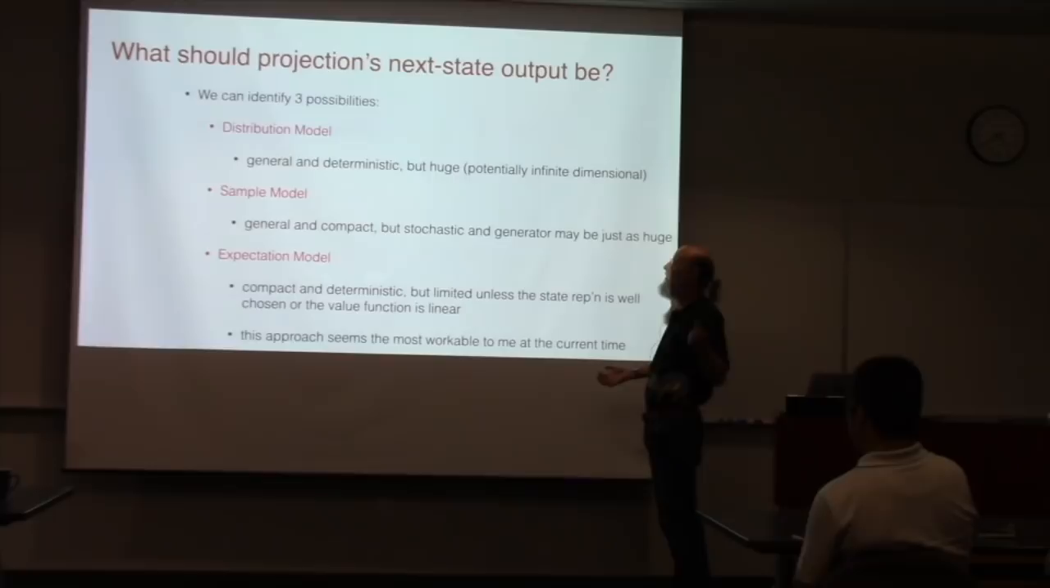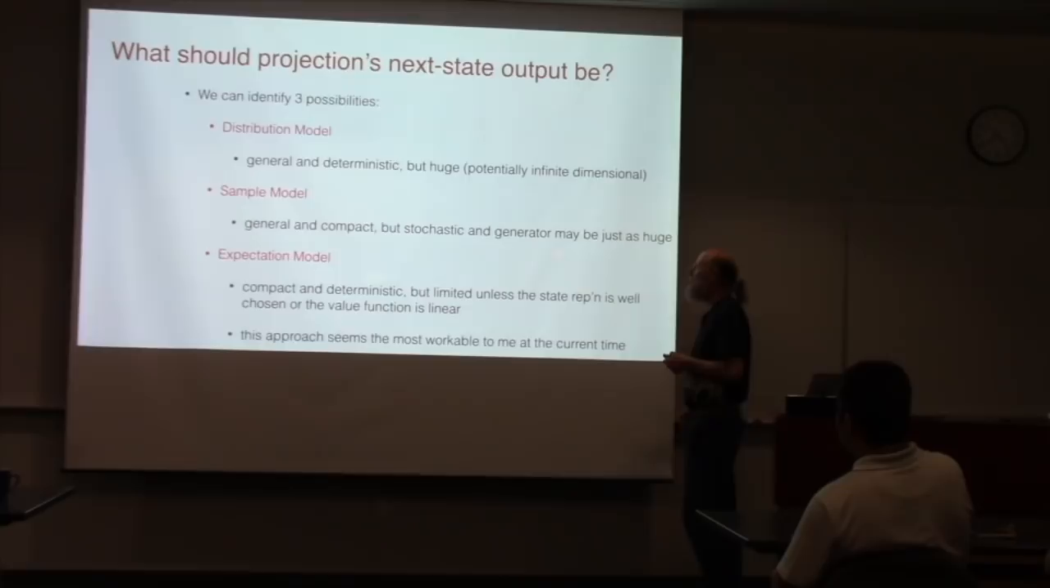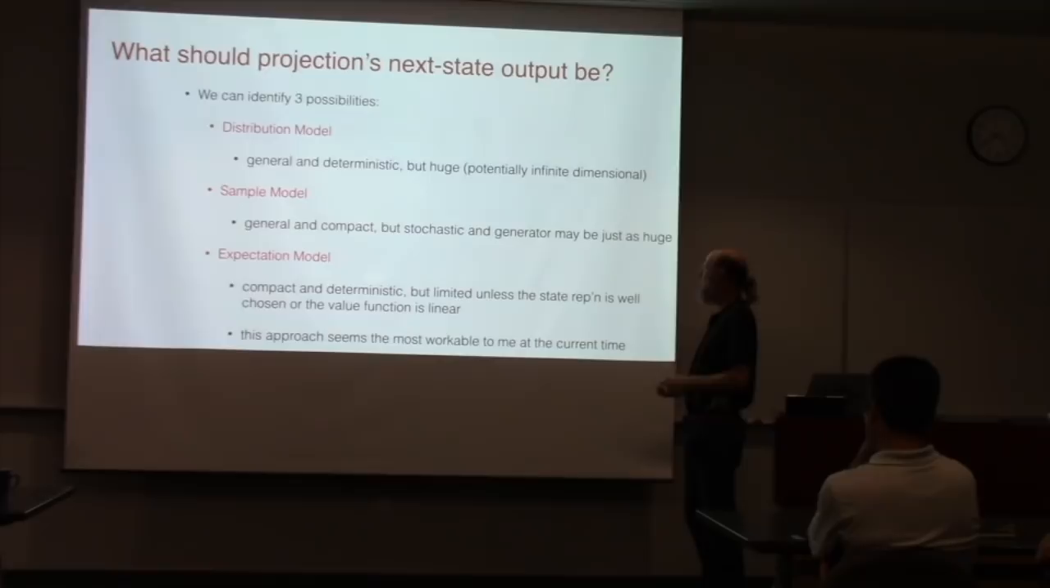A sample model is compact. It just produces one sample next state, but you still have to have a generator that follows this distribution, and that involves much of the same complexity as would be involved here. So the expectation model is limited, but this is the one I like, although, you know, this could go either way. The expectation model is compact and deterministic, but it's limited, and the way you try to make up for its limitations, only producing the expectation, is that you try to structure your state representation, and maybe you make your value function linear, which can also be done by enhancing the state representation. That seems most workable to me.